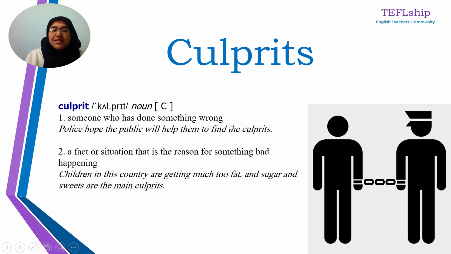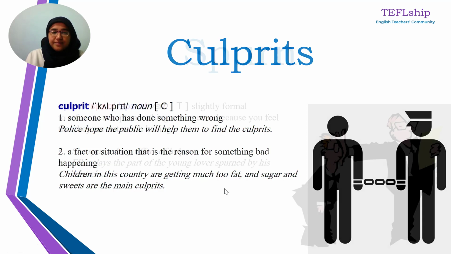Culprit, you can say it as someone who has done something wrong. Like for example, the police hope the public will help them to find the culprits. Or a fact or situation that is the reason for something bad, like children in this country are getting much too fat and sugar and sweets are the main culprits. It means that sugar and sweets are the main reasons behind this problem.